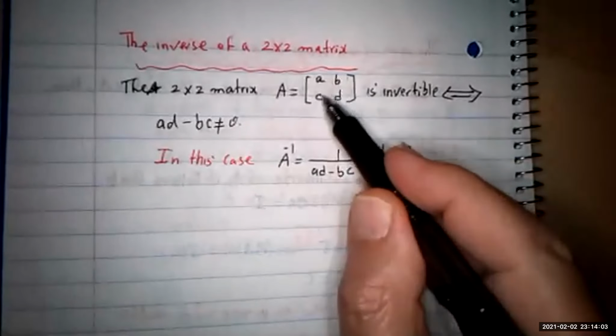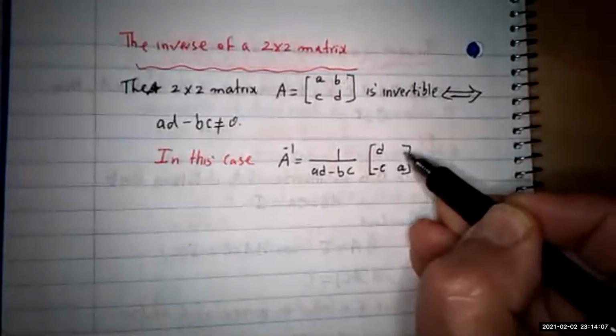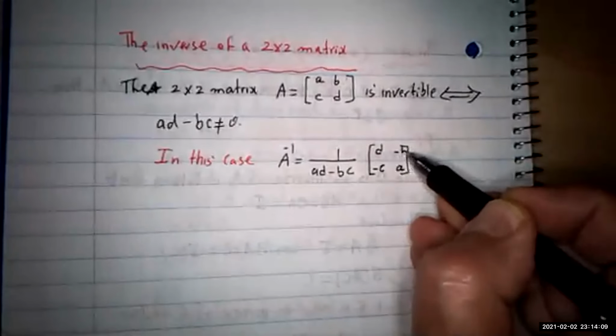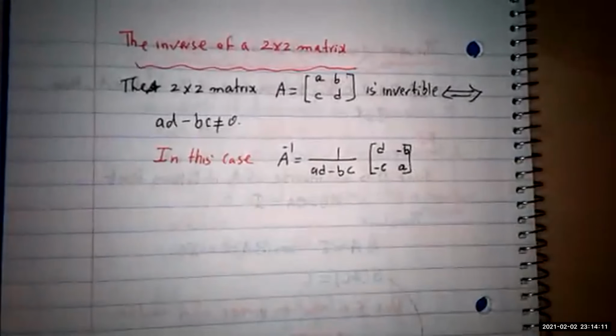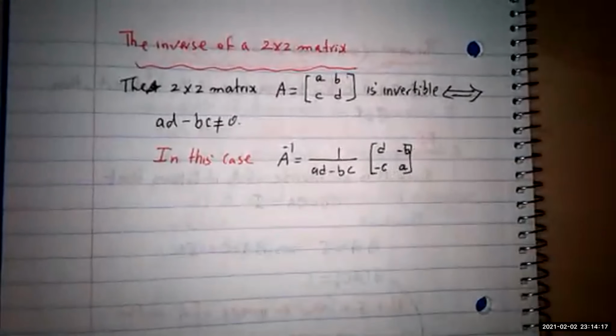Then we use the opposite sign over here. It's a negative C, negative B. That's it. Very easy. You switch the ones on the diagonal and switch the sign of the other side. Okay, it's a, negative C, negative B. You can easily prove that this is going to be the case.